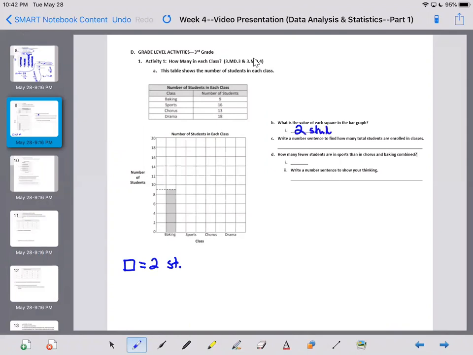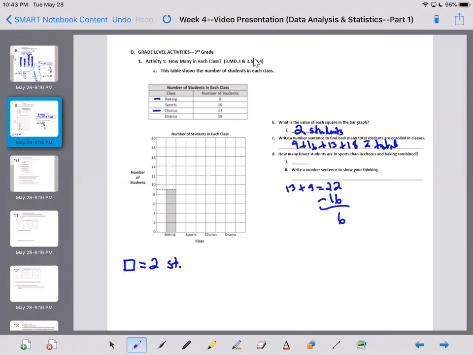Write a number sentence to find how many total students are enrolled in the class. Well, that would be 9 plus 16 plus 13 plus 18 to equal the total. How many fewer students are in sports than in chorus and baking combined? Well, chorus and baking combined would be 13 plus 9, which would be 22. And then sports, you've got 16. So you're looking at how many fewer, and that would be 6 students.